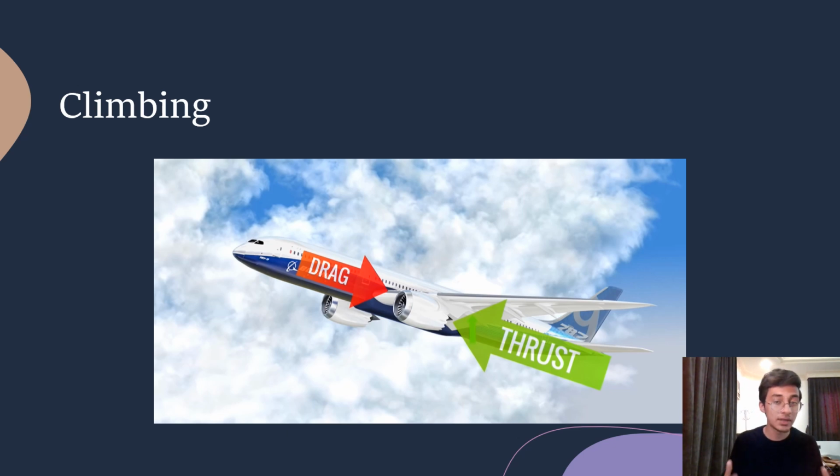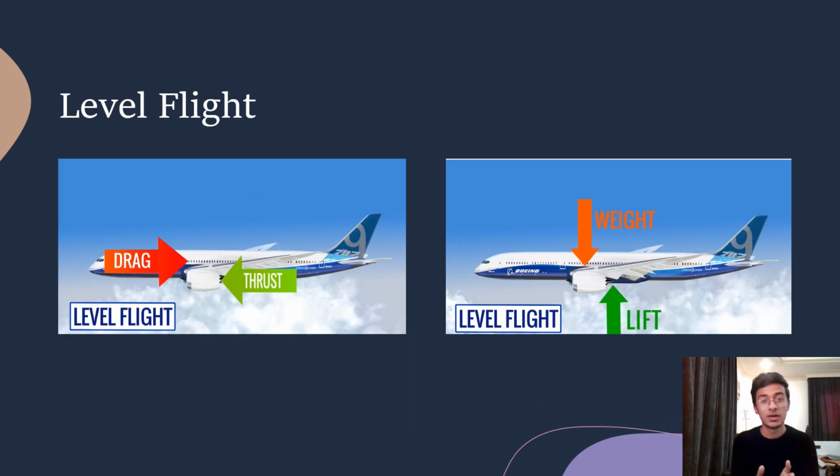Now, once the climbing is done, it reaches level flight. Once the airplane has reached level flight, the conditions have changed. Now the drag force is equal to the thrust provided by the engine, and the weight of the aircraft is equal to the lift force experienced by the wing.